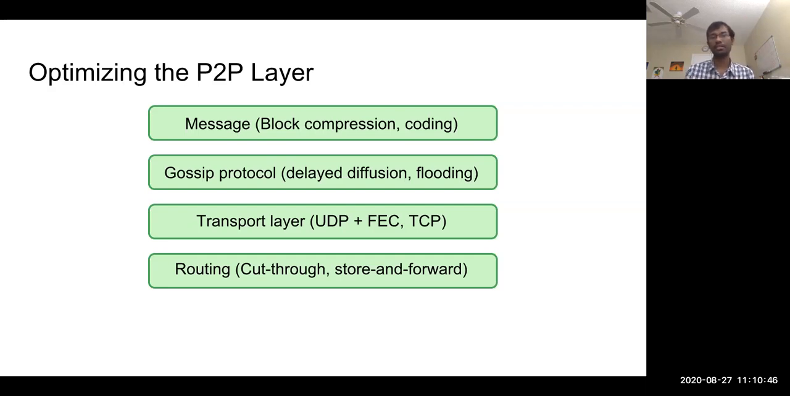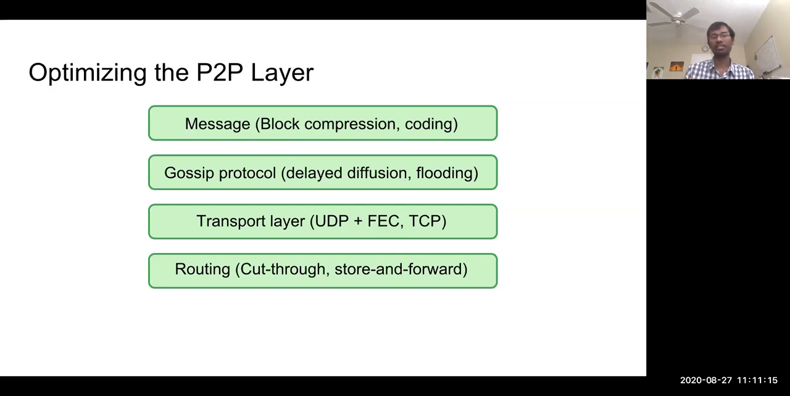For example, we could compress and encode blocks. Essentially, we could reduce the size of the message itself so that the messages propagate fast. We could change the gossip protocol that nodes use to relay the message to their neighbors. We could change the transport layer protocol used to communicate the messages. For example, instead of using TCP, we can use UDP with some error correction.